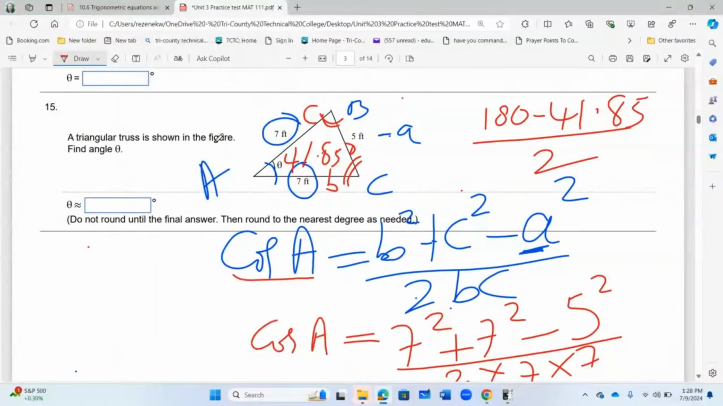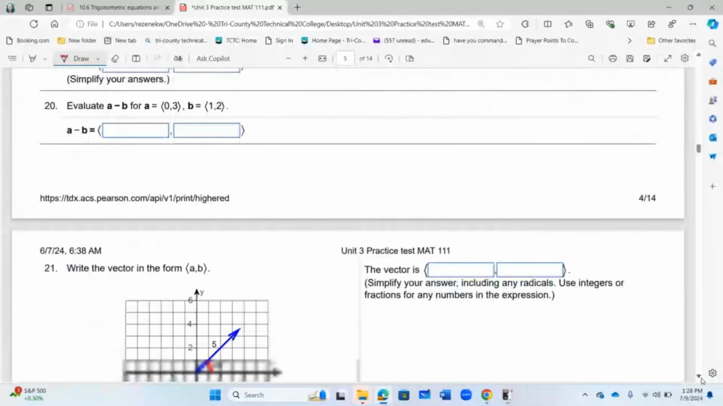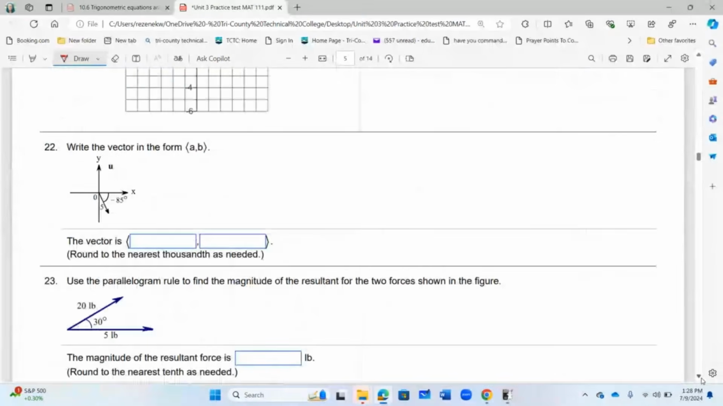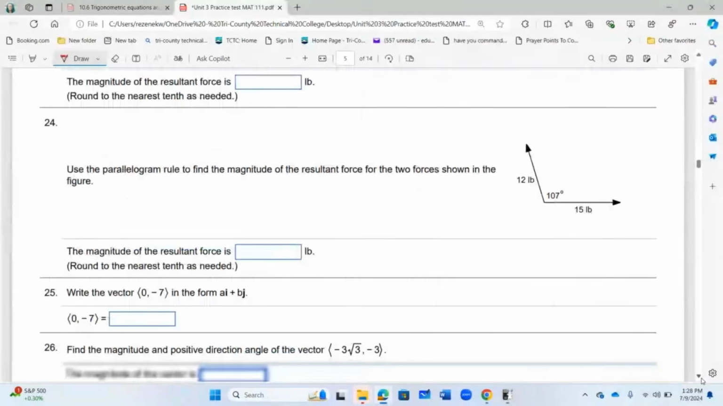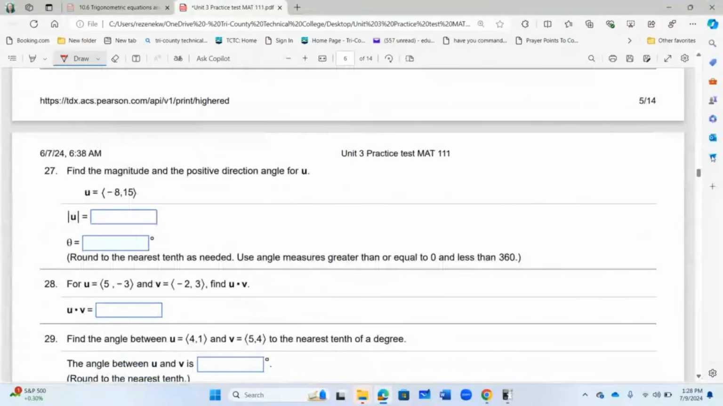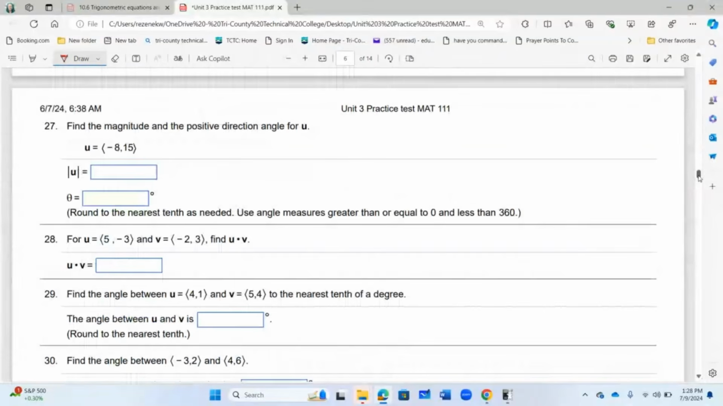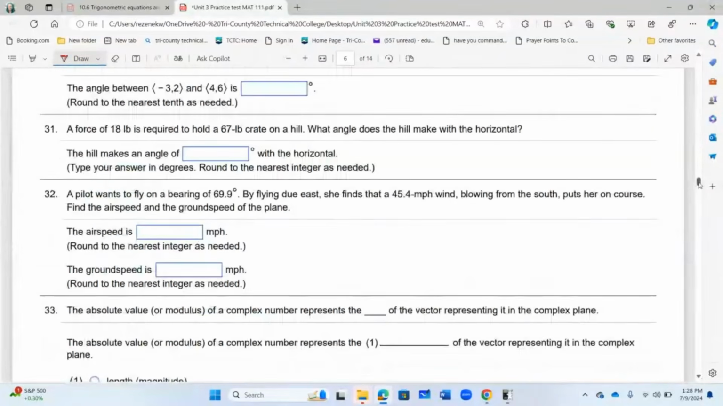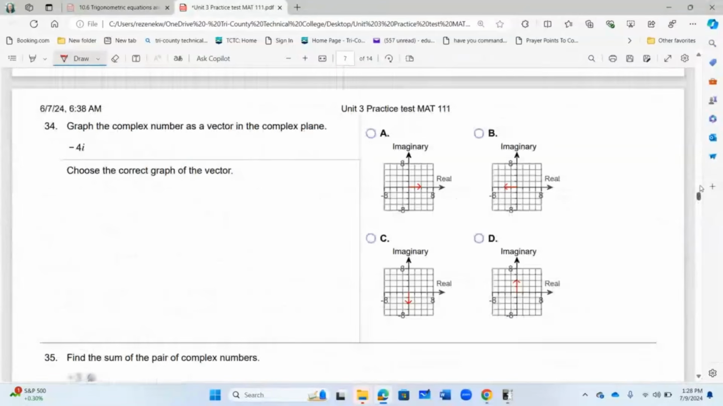Okay. A triangle truss is shown. Find the angle theta. Well, we're only told to find angle theta, but very soon we shall be told to solve the triangle. We're not in vectors yet. So let's look for solving triangles. I guess vectors will be everything here. All right.